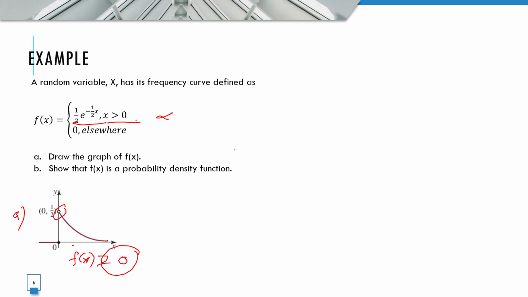The next condition is that we need to find whether the area under the curve is 1, to make it a PDF. So the area is equal to the limit, from 0 to k, or from 0 to x, where k approaches infinity, of 1 half e raised to negative 1 half x dx.